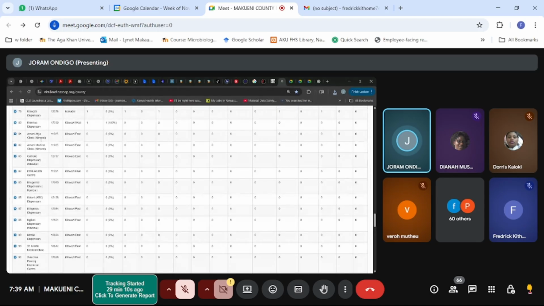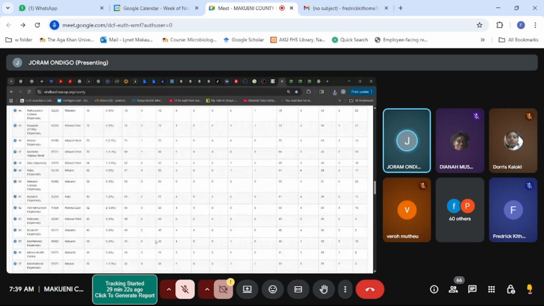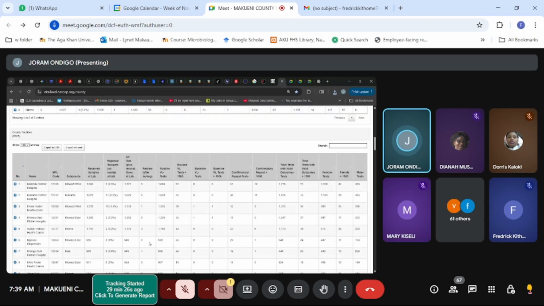There are these facilities, I don't know, Amani Afia Clinic, Amani Medical Clinic, Catholic Dispensary, Dua. They have been registered here, but they have never sent any sample. So this will tell you how many facilities are within your region and the ones that are very, very active. And that now will actually even inform you about the rejections. Let's talk about the rejections a little.